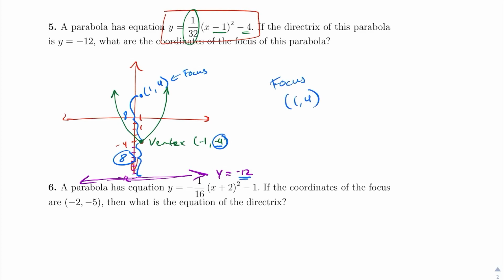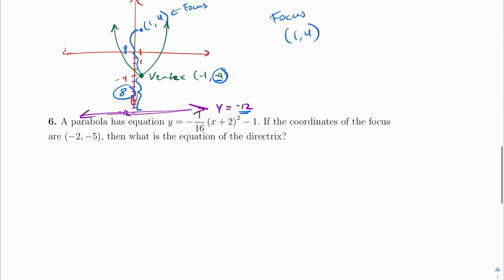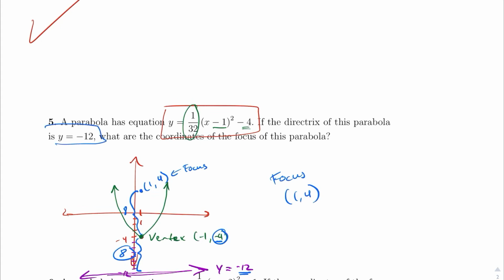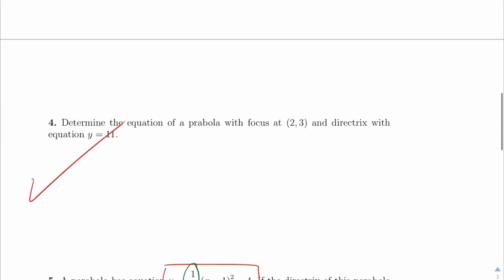Now for the next one, problem 6, it is going to be very similar, but you're going to be finding the directrix instead. I'll leave this as a bit of a challenge for you because the equation of the directrix is not going to be coordinates, it's going to be a horizontal line. So think about what your final answer might look like. And you can check that with problem number 5, since you have some examples of what a directrix equation looks like in all of these.